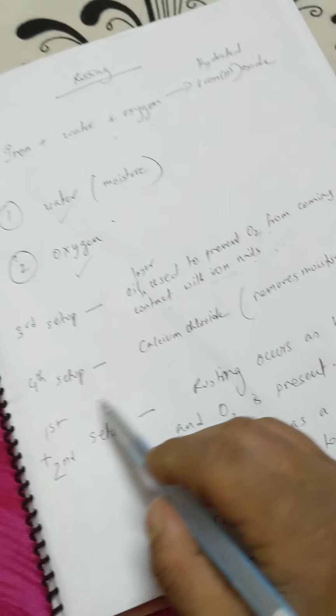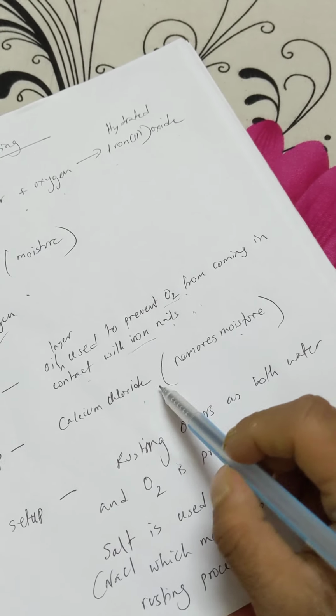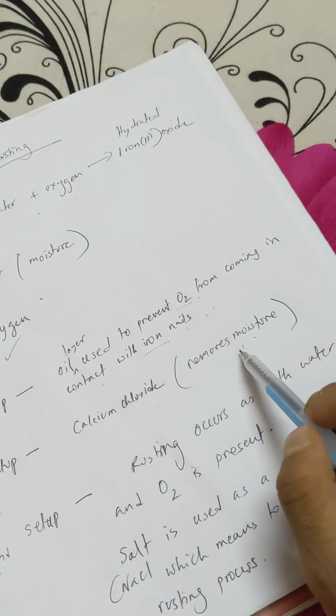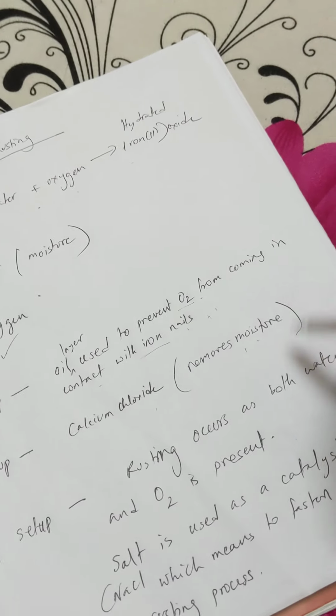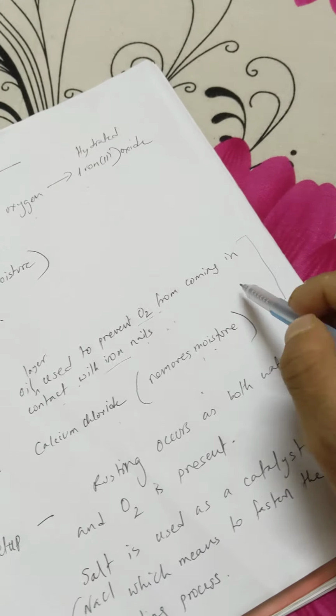Okay. The fourth setup had calcium chloride, which is called a desiccant. That means it removes the moisture, it removes the water. So when the water is removed, and in the other case where oxygen is removed, in both of these instances, no rusting has occurred.